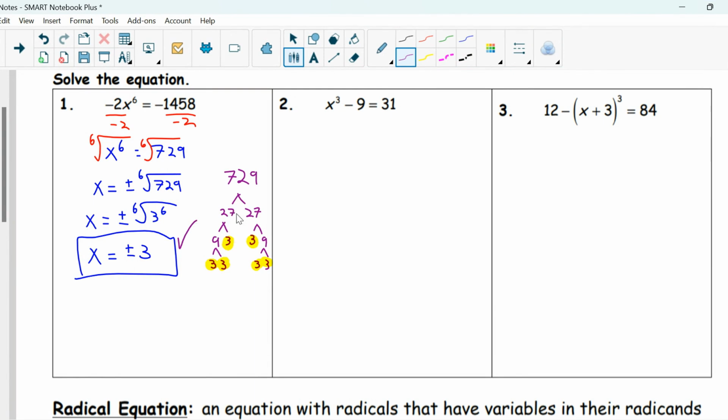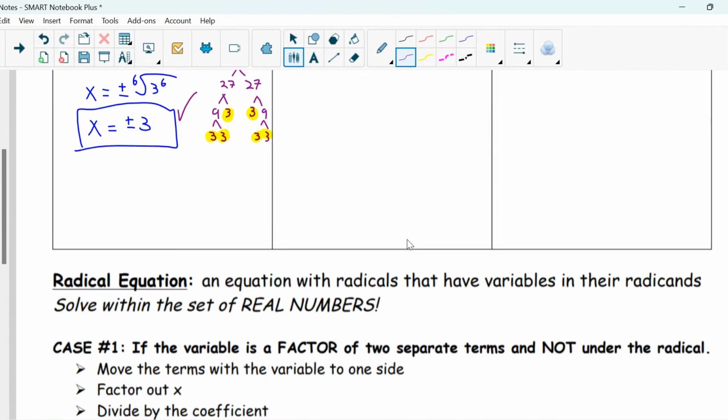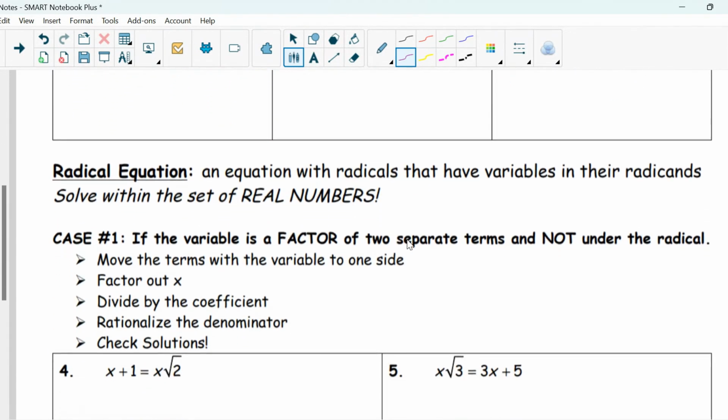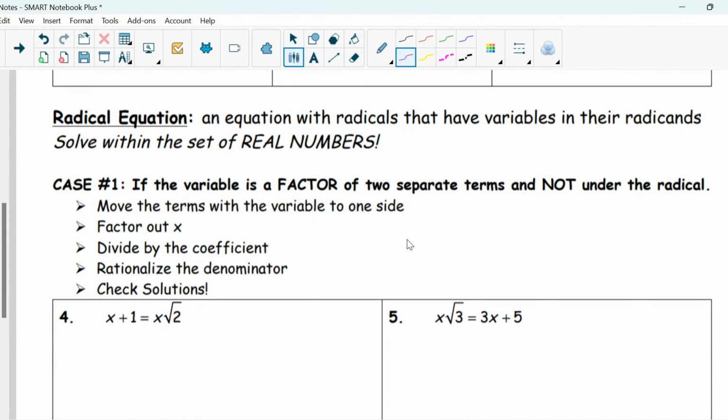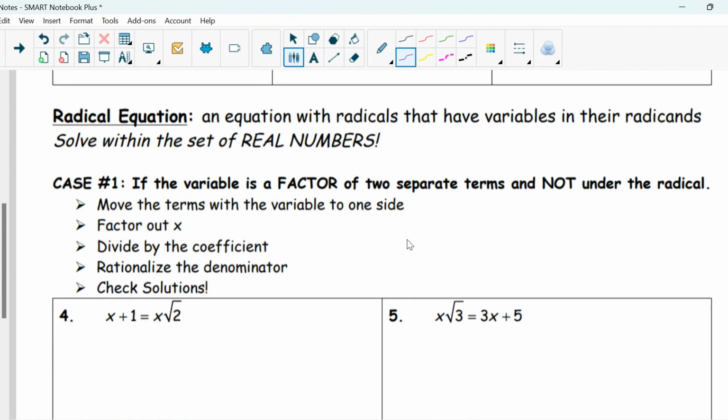Okay, you can try these other two on your own. It follows the same exact process, but that is a nice warm-up going into the radical equations. So a radical equation is an equation with radicals that have variables in their radicands. So we can solve them within the set of real numbers.